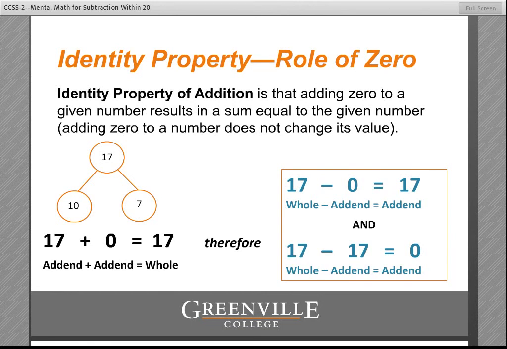And then in the bottom one, when the difference between the two numbers is, well, there is no difference, okay? 17 minus 17, there's no difference between 17 and 17. Then my difference is 0. Now you'll notice that I didn't use minuend, subtrahend, and difference as titles here, and the reason is because we're really building on this idea, how does this relate to addition? So I intentionally used whole minus addend equals addend to draw attention to the relationship between subtraction and addition.